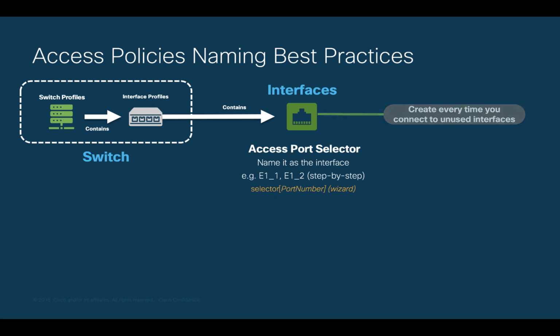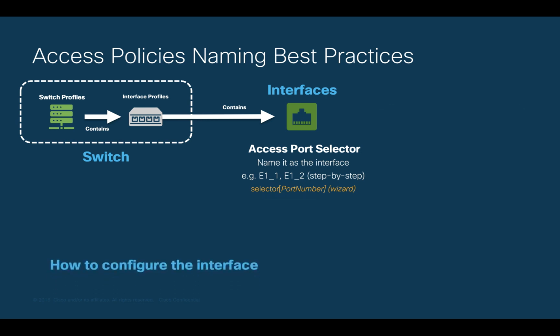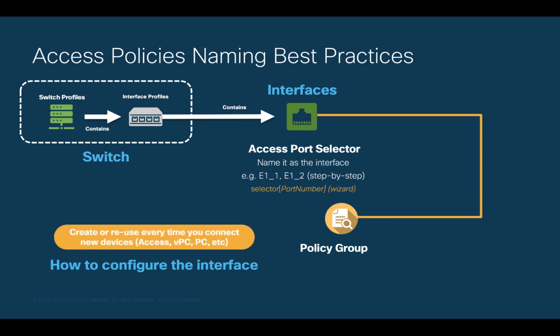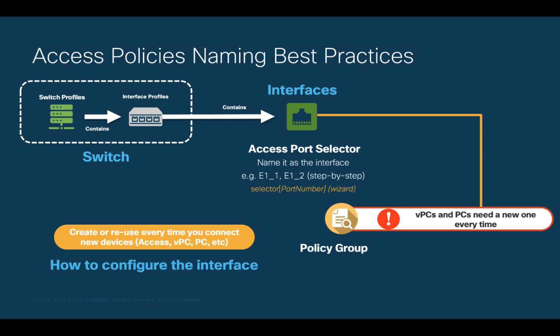Last, remember we must specify how to configure that interface, and we do this by creating policy groups which include policies. You need to either reuse or create policy groups every time you connect new devices. You can reuse them if they are access policy groups, but you need to create new and dedicated ones for each port channel and virtual port channel connection.